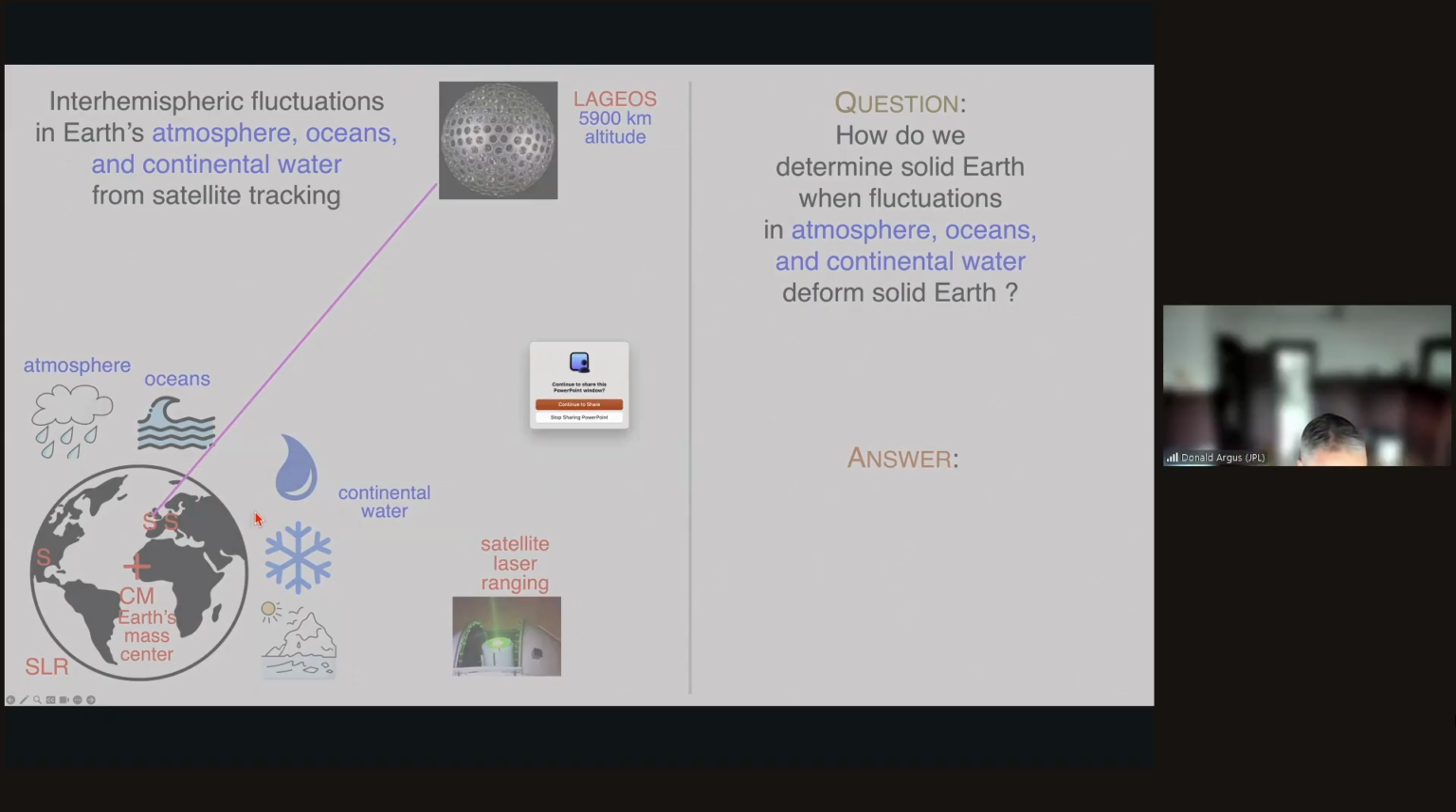Laser ranging to the spherical dense satellite LAGEOS provides an estimate of the displacement of Earth's mass center, CM. We can compare that estimate to the value GRACE scientists assume movement of total mass of the atmosphere.